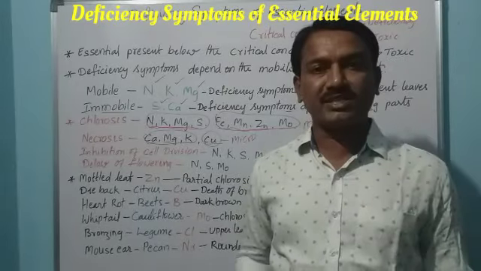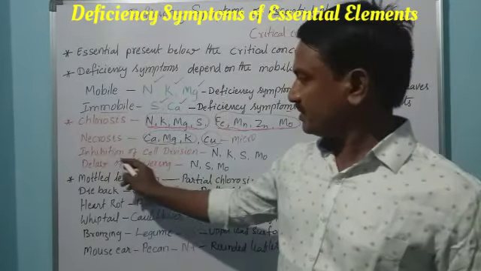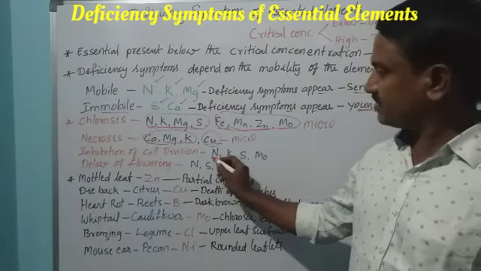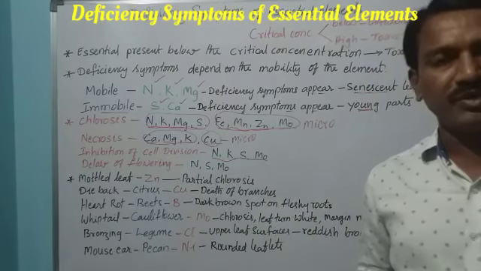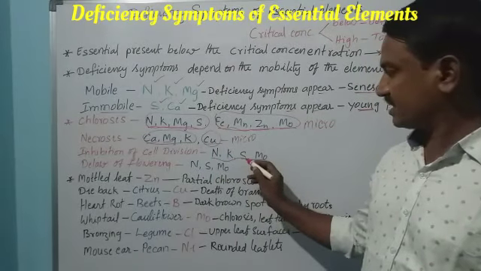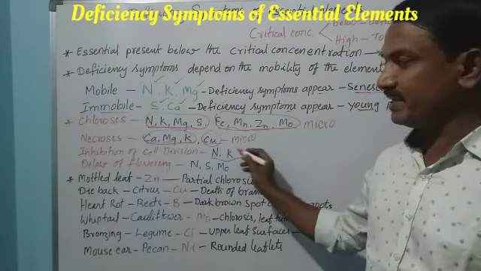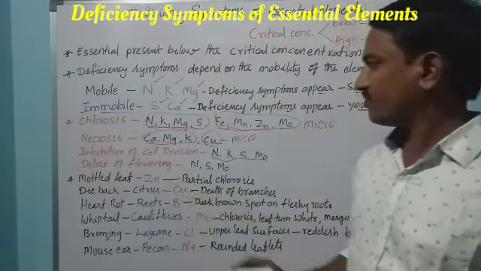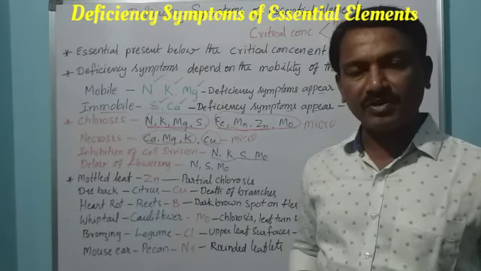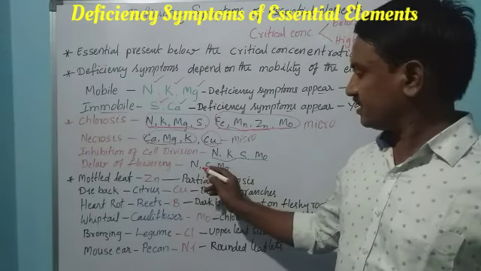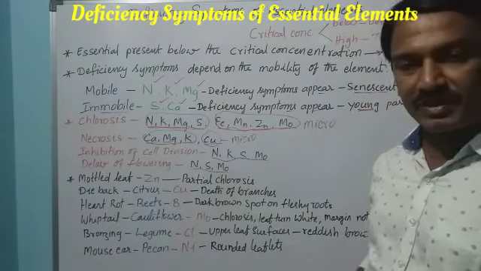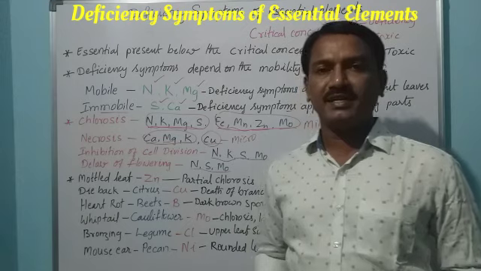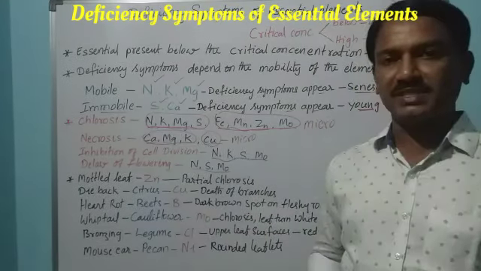Necrosis means death of tissues. The third one is inhibition of cell division, caused by deficiency of nitrogen, potassium, sulfur, and molybdenum. Next is delay of flowering, caused by deficiency of nitrogen, sulfur, and molybdenum. Some diseases are also present here.